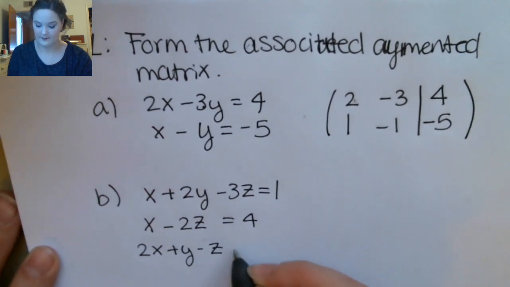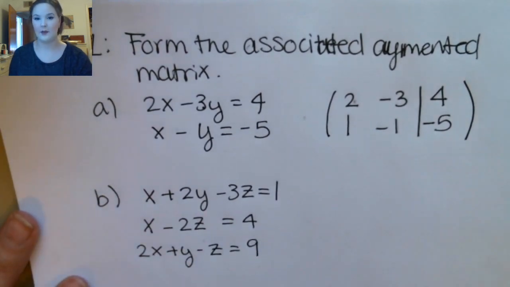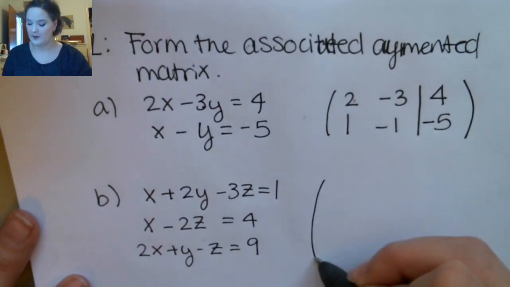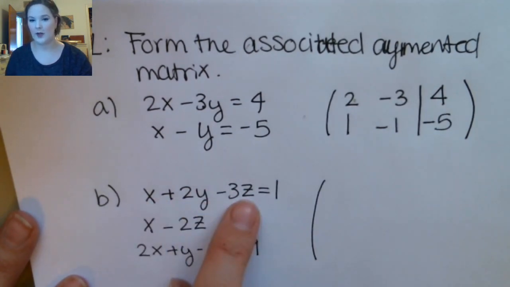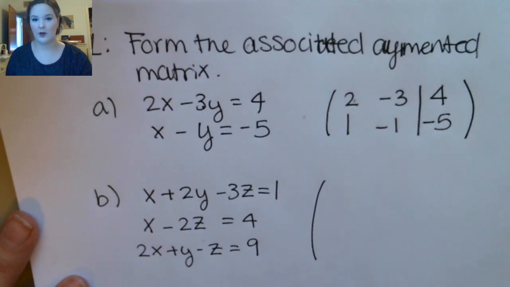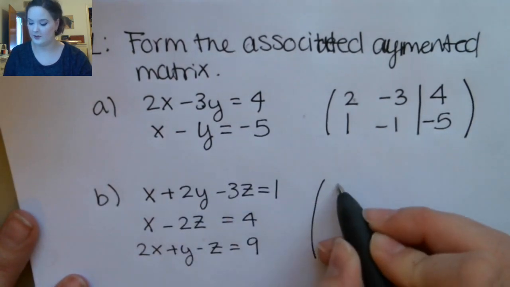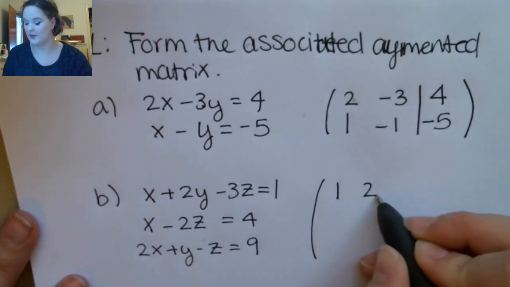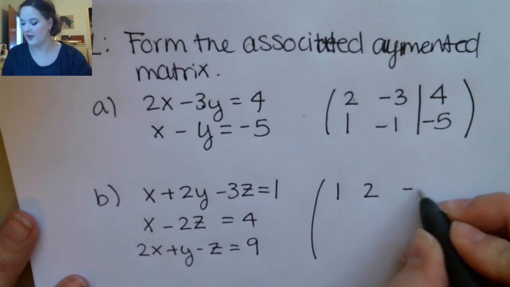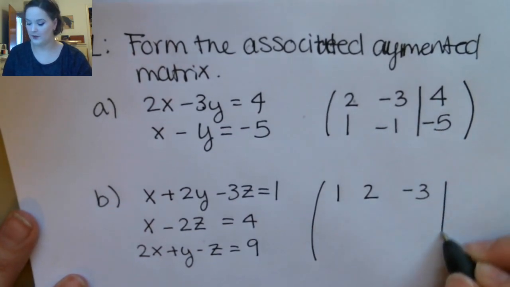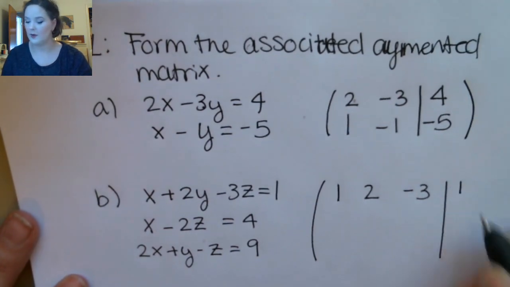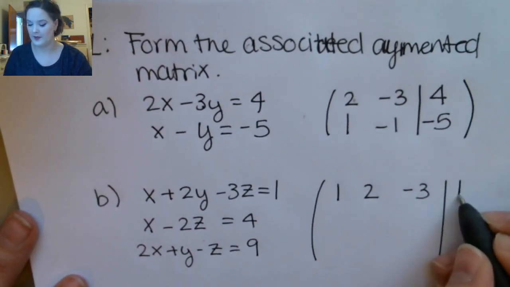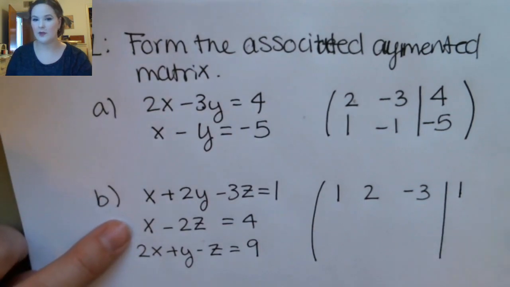Okay, so now I have 3 different variables, 1, 2, 3, so I'm going to need 3 different columns here. So my coefficient for x is 1, coefficient for y is 2, coefficient for z is -3. Then I put the line and I start my augmented column, which is the solutions. So I put 1. Now I'm going to do the same thing for the second equation.